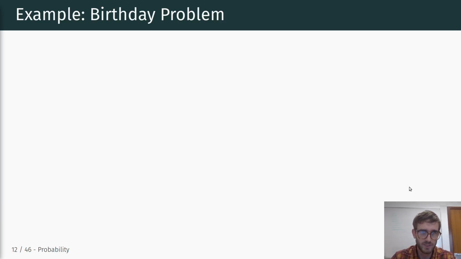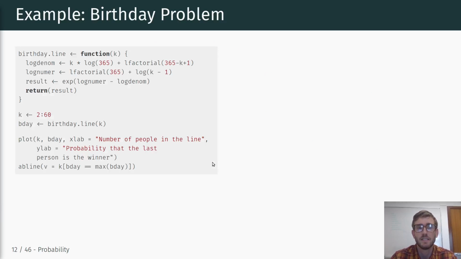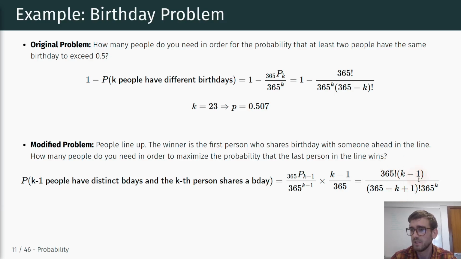Similar to the example shown in the chapter, we can now plug this in, write this as an R formula, plug in different numbers for k, and look at the resulting probability to be the first person who shares a birthday with someone ahead in the line. And the code to do this is here. Birthday.line is a function of k, the number of people in that line, including the last person. And all we're doing is taking this equation that we have and programming it in R.